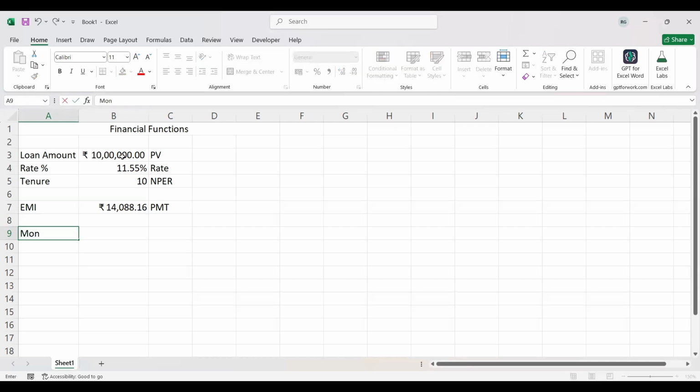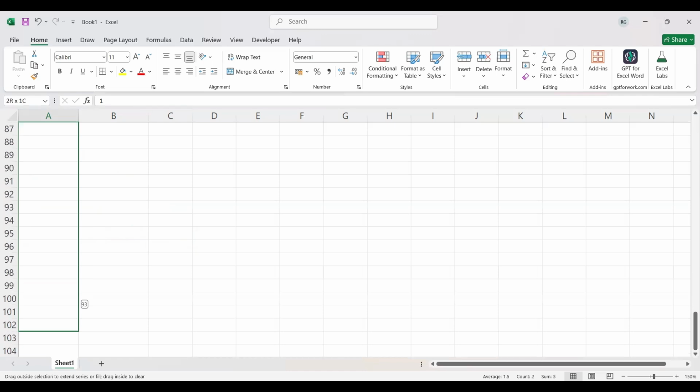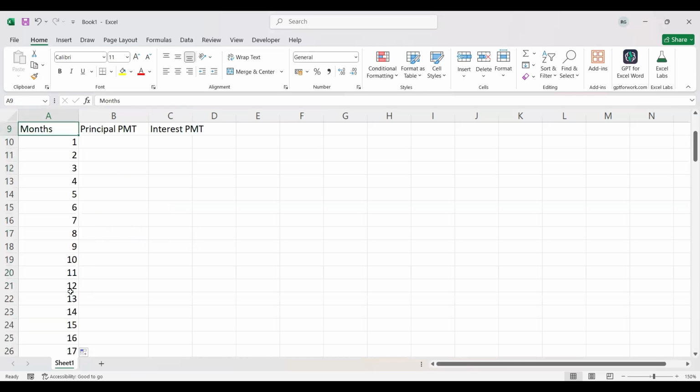So here I am just writing month, then what principal payment I am paying, and what interest payment I am paying. That's what I have to check. First I'll write the month here. Since it's 10 years, of course I have to fill up 120 months. In the next video, we'll do the automation of the months also and create an automated sheet, but for the time being, it's okay.